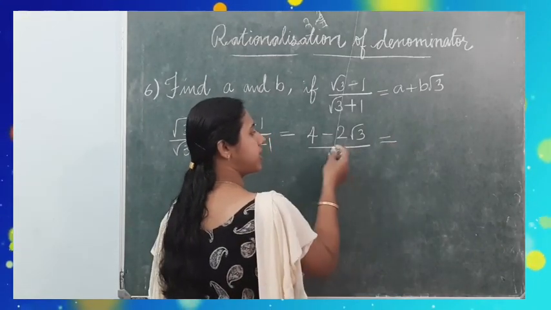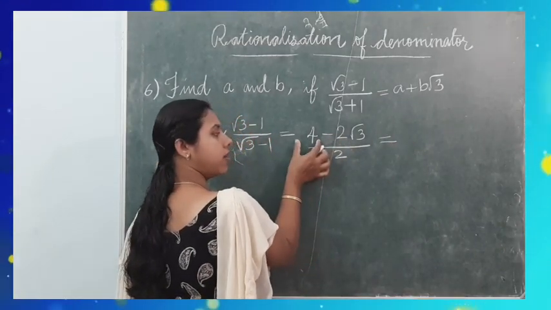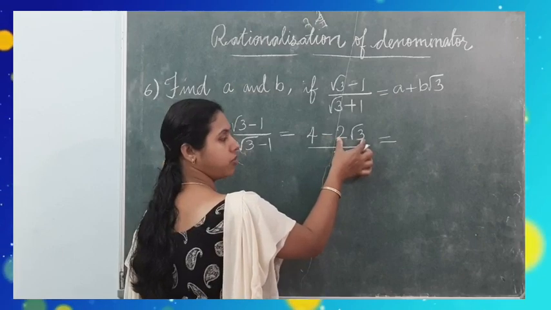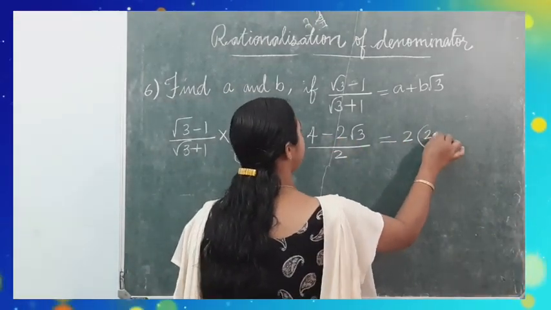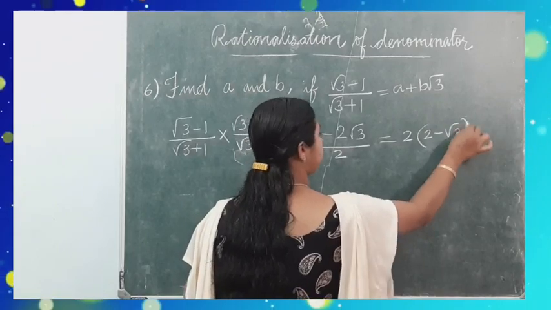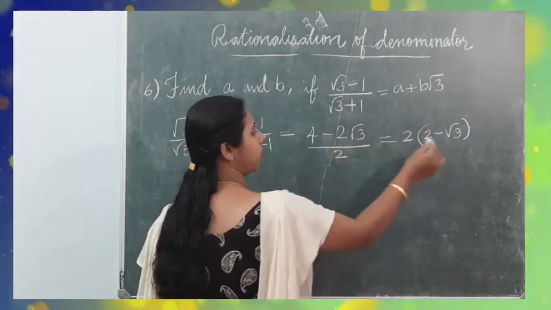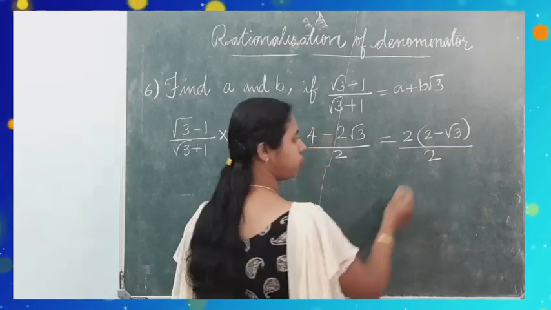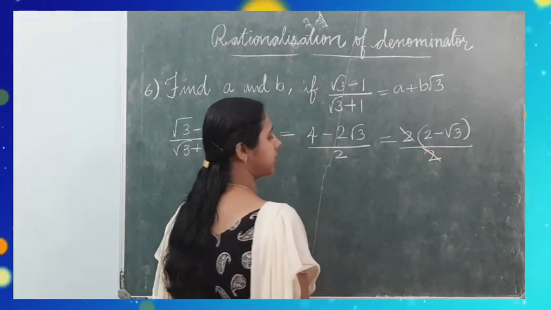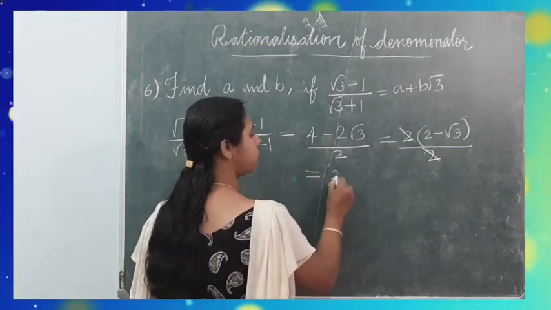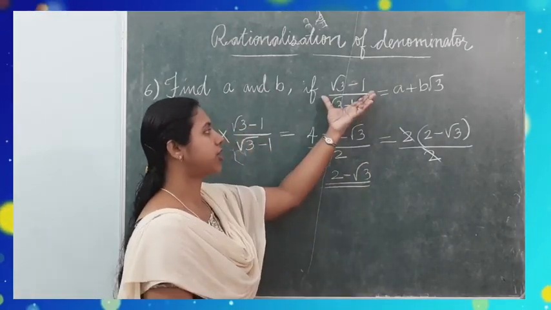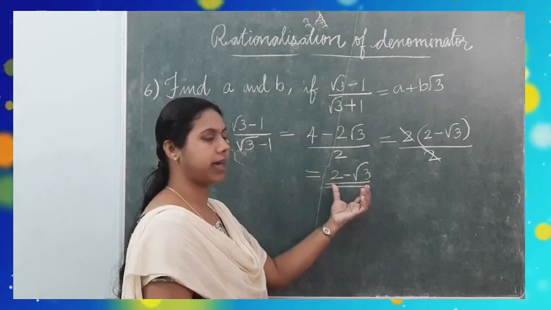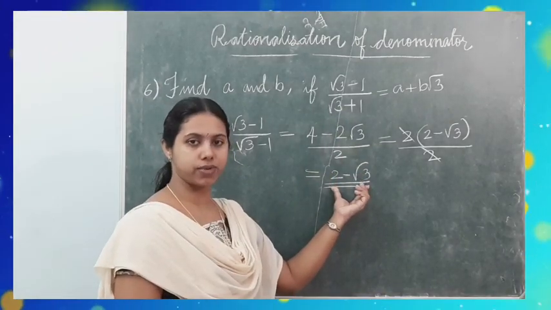So you can take the common factor out. Here 2 2s are 4, here 2 into root 3. 2 is common, you can take it out. Then it will be 2 minus root 3. 2 is common, take it out. That divided by 2. Now this 2 and 2 cancel. So your answer is 2 minus root 3. So when you rationalize this LHS part, we got the answer 2 minus root 3.